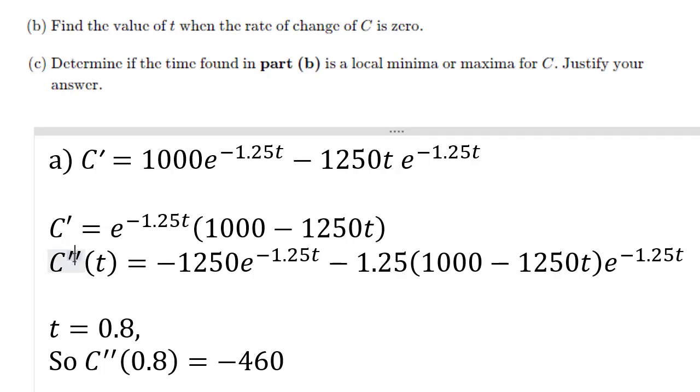The second derivative, if you put an x value into it, in this case a t value, if it's negative, it shows it's a maximum. If it's positive, it shows it's a minimum. And if it's 0, it shows it's a point of inflection.